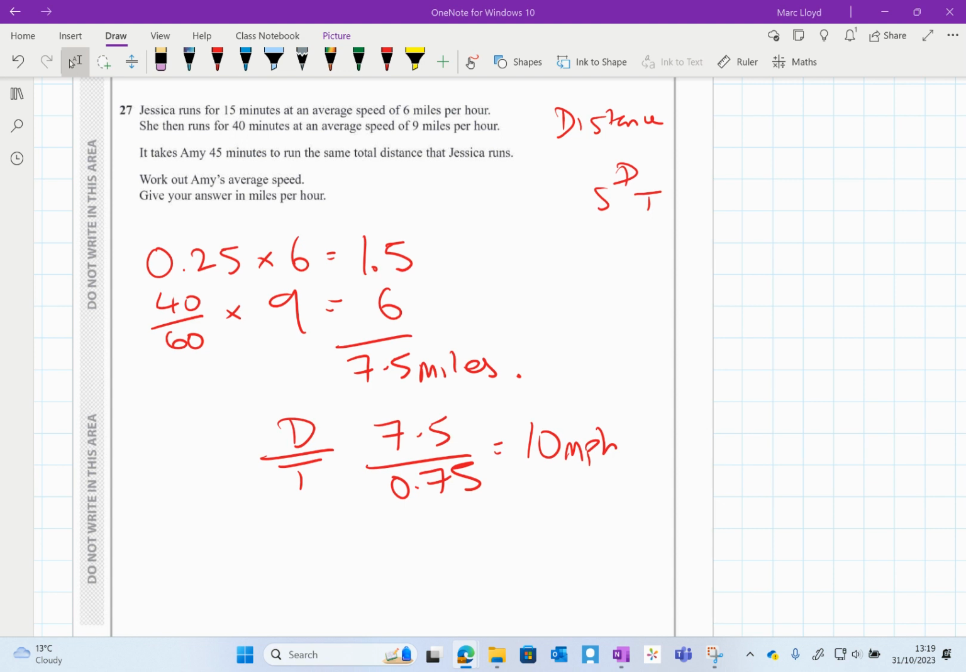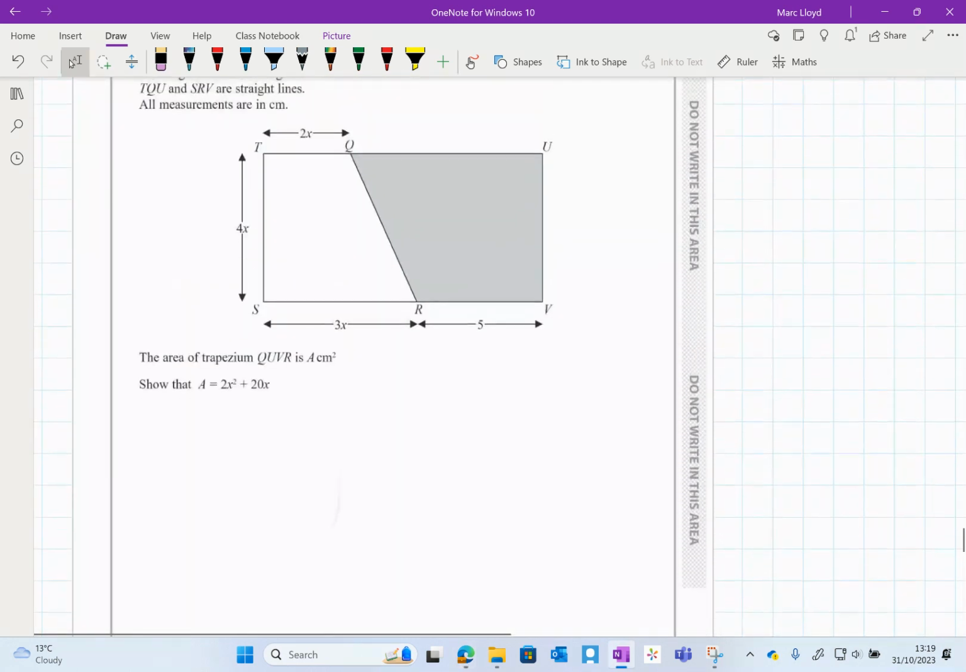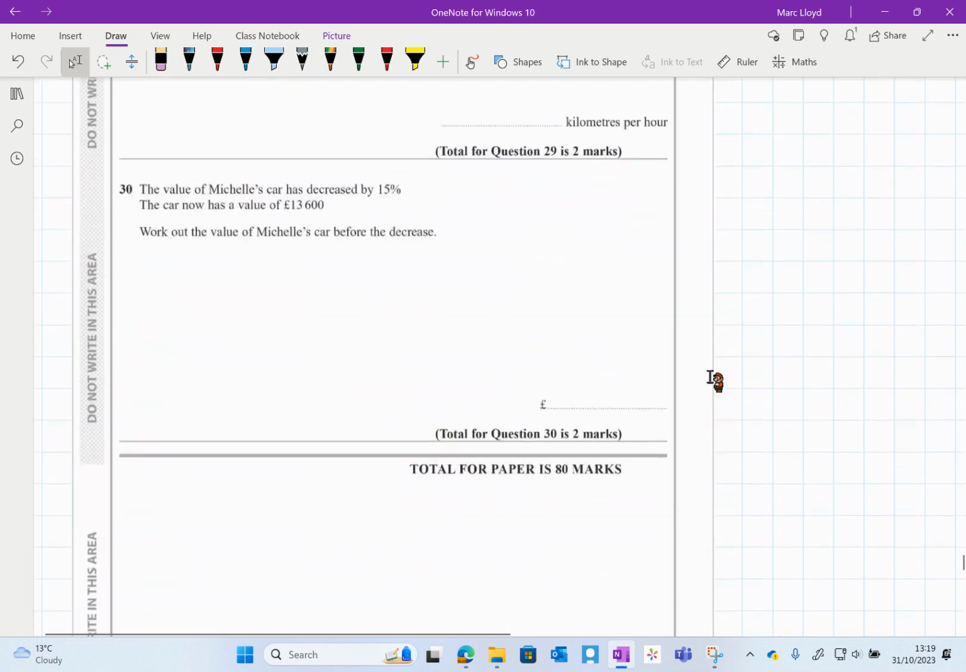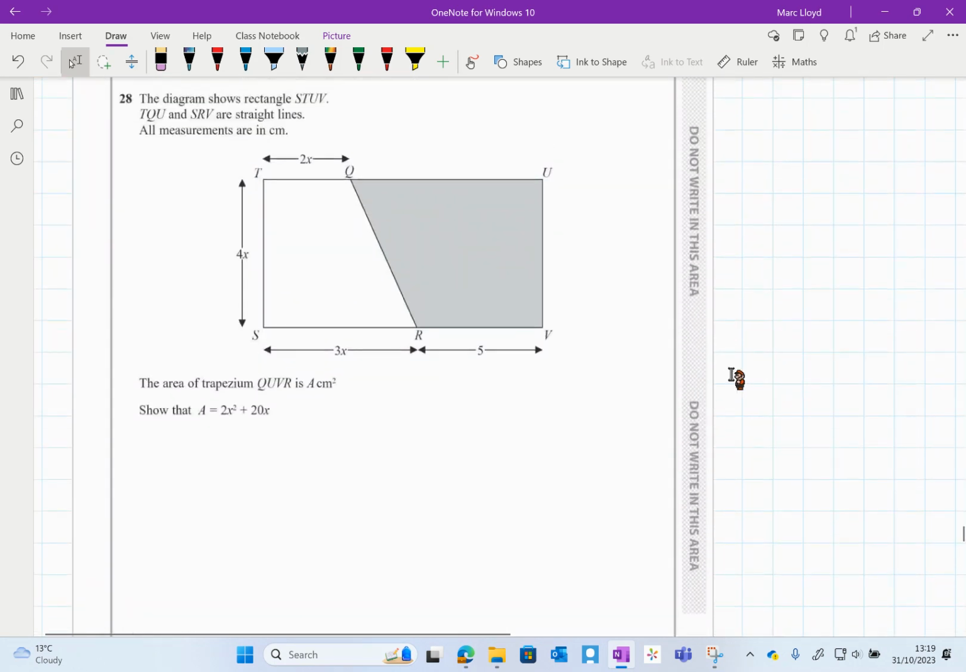I feel good about it. My goodness, I'm scrolling down loads. 10, happy. Yeah, good. Right, question 28. I haven't got that many to go, have I? 28, I think we go to 30. Yeah, we do. So 3 questions to go.